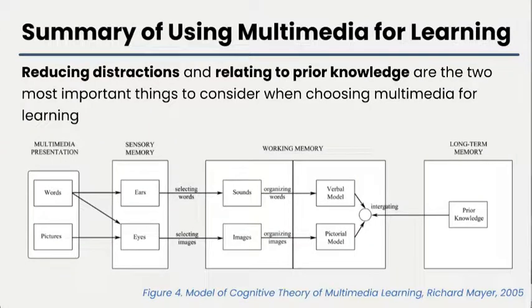Next, I'll summarize what we've learned in this video and then pose some questions. Mayer's cognitive theory of multimedia learning shows us that reducing distractions and relating to prior knowledge are the two most important things to consider when choosing multimedia for learning. Integrating prior knowledge is what brings the new information from the working memory into the long-term memory.